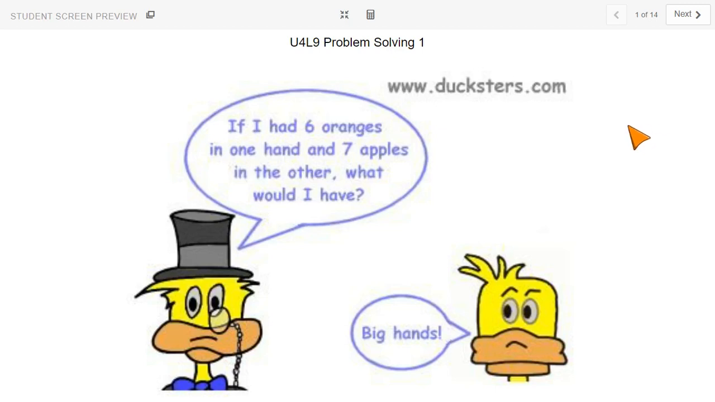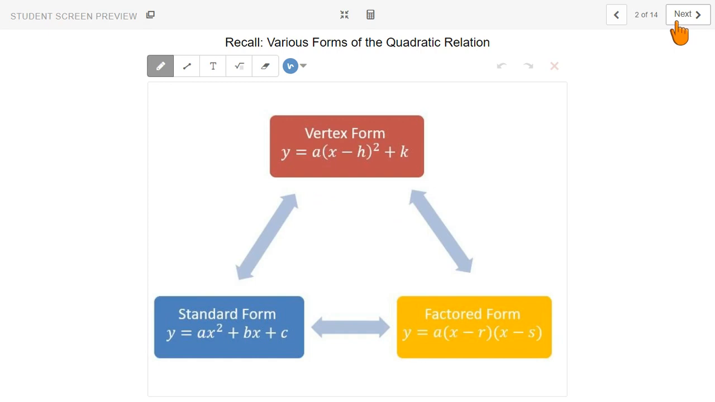All right, let's do our summary on the quadratic unit and start some problem solving. This diagram we've seen a lot of in this unit. We've talked about the quadratic forms and the purposes of each form. The vertex form, what's nice about it is we could easily find the vertex, which is h and k. We are also able to find the axis of symmetry easily because we know that x is equal to h.